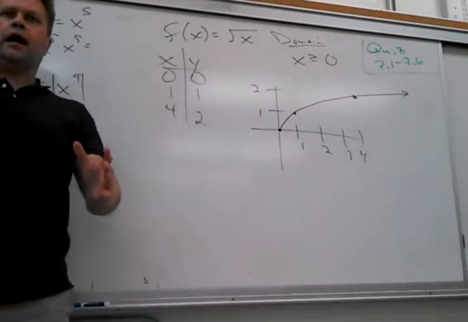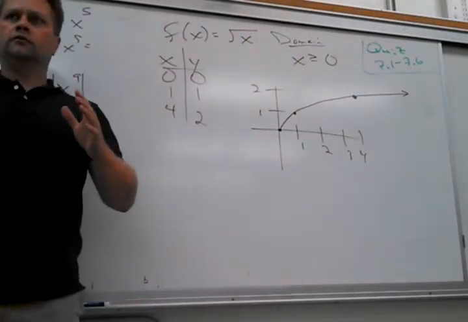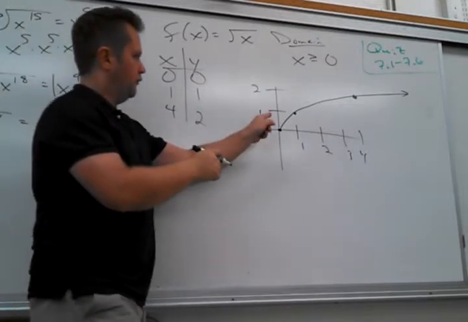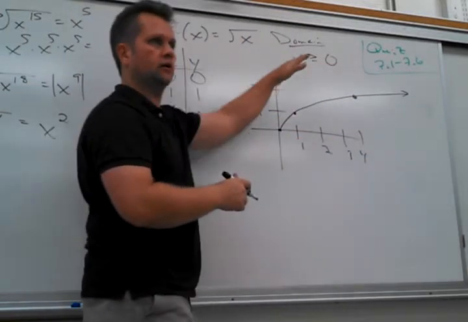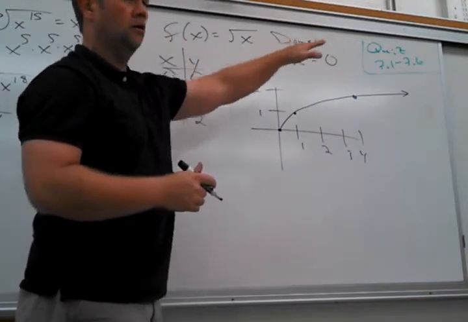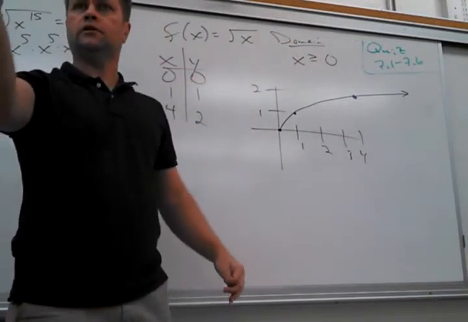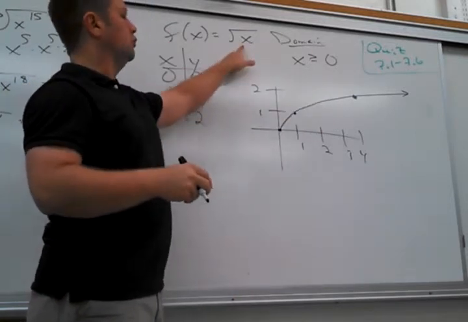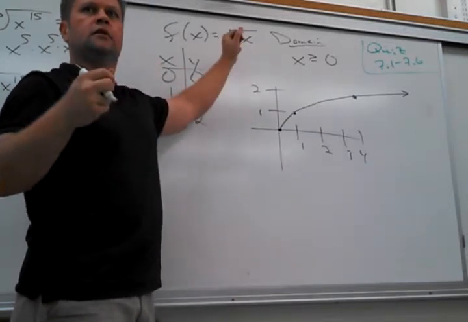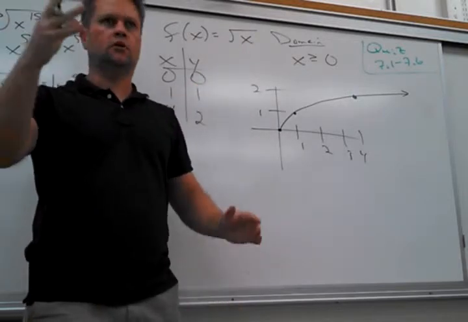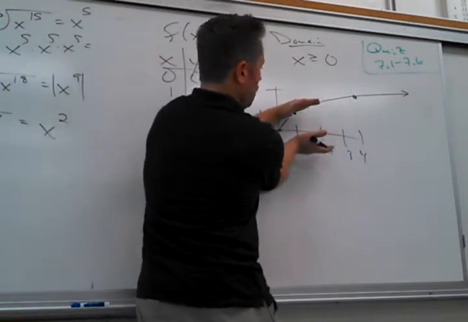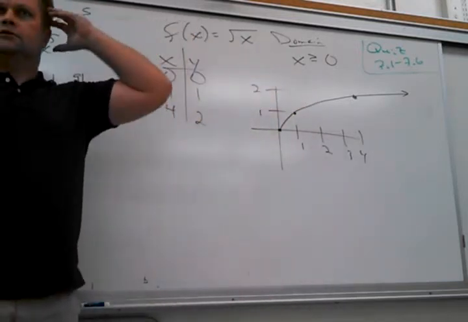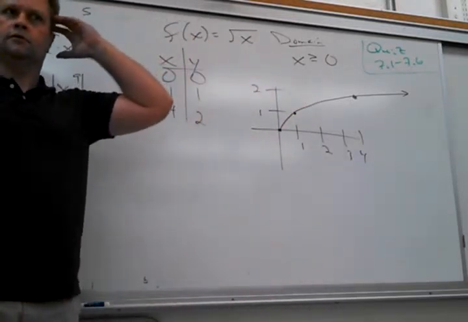So what does it look like that kind of fell over and lost part of itself? If you did the reflection across here, what does it look like? It looks like a parabola, right? Looks like an x squared, a parabola. And what is the square root? The opposite of x squared. Good. So it looks like a parabola that fell over and lost half of itself.